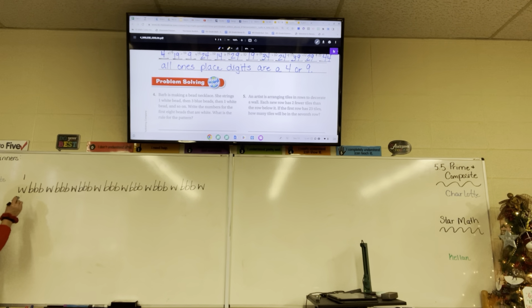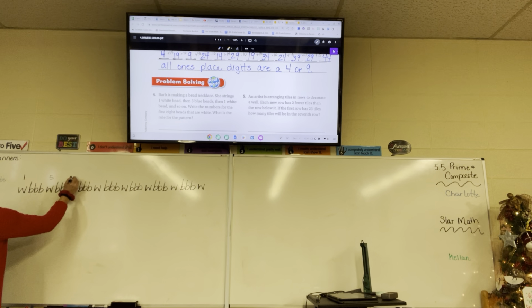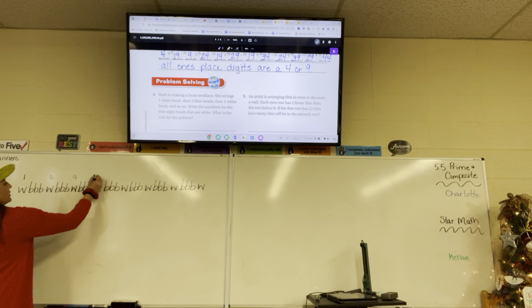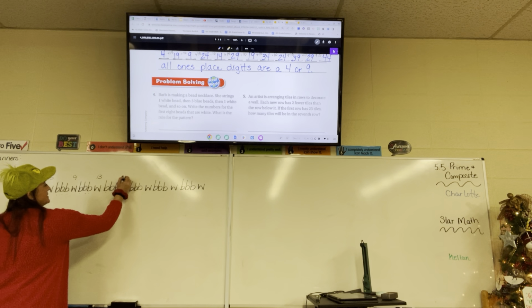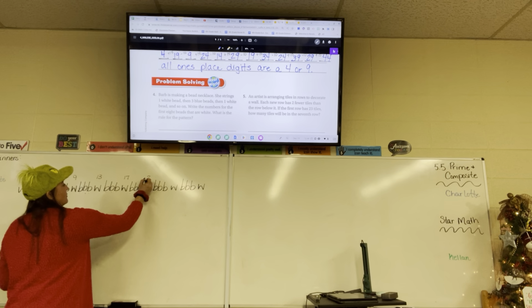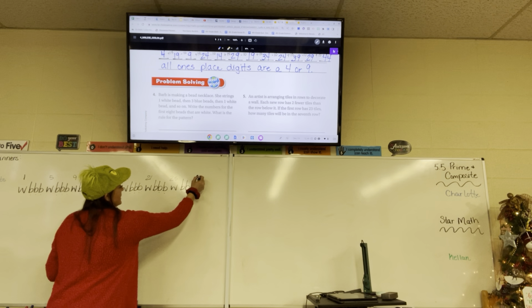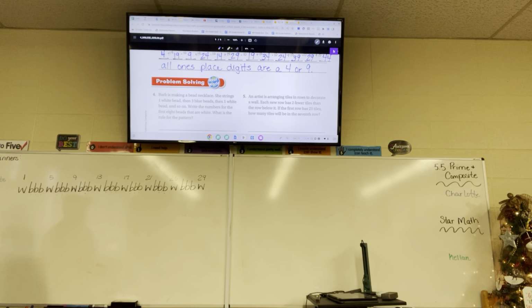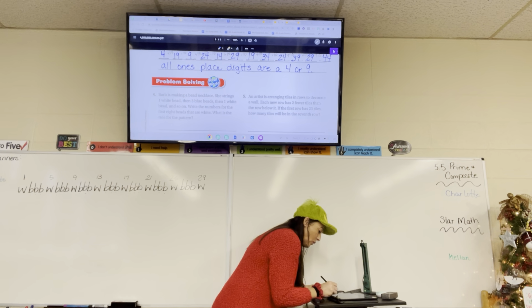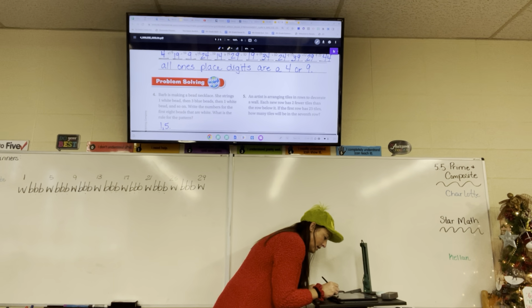So the first bead is white, then this would be 2, 3, 4, 5, 6, 7, 8, 9, 10, 11, 12, 13, 14, 15, 16, 17, 18, 19, 20, 21, 22, 23, 24, 25, 26, 27, 28, 29. So those numbers that I wrote above the white beads are what I need to copy down. So 1, 5, 9, 13, 17, 21, 25, 29.